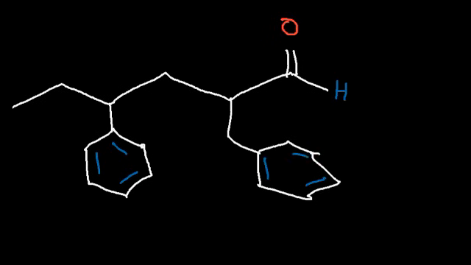So what about these two? How can we name this particular compound? So the aldehyde is going to have the highest priority. And let's identify the longest chain. So we have a 6-carbon aldehyde, so that's hexanal. But what about these substituents?